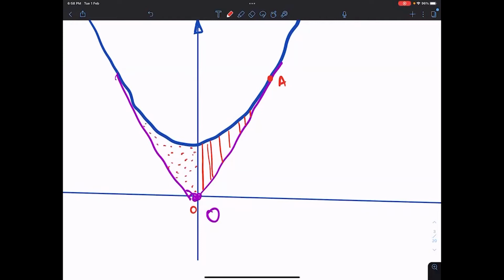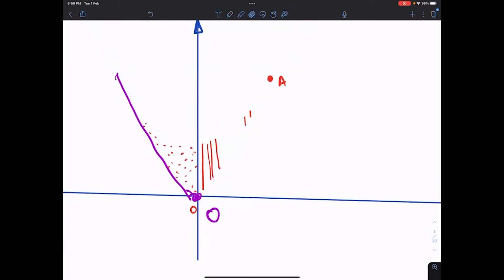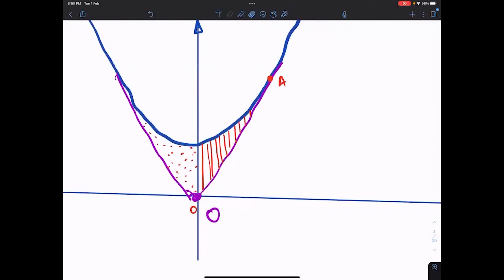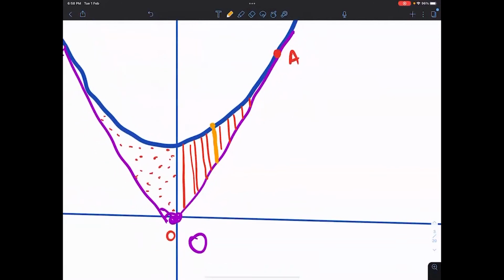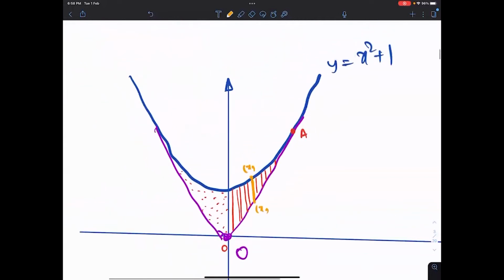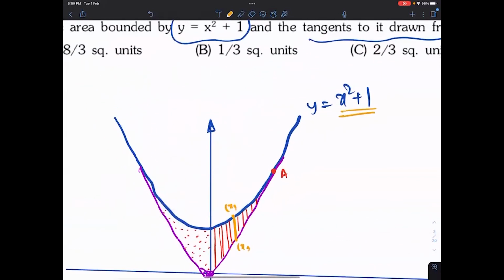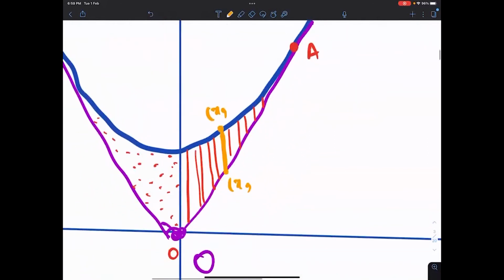So let us see how to find the area of whatever red color strips I have drawn. For that, you will take one particular strip. Let us use a different color. What you will do is write the above point and below point. Both will have the same x coordinate. You will write the x comma y coordinate. What is the y coordinate of the blue color curve? x square plus 1. So you will write x square plus 1.